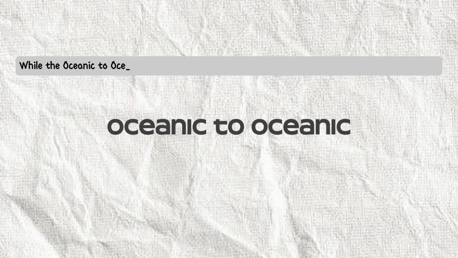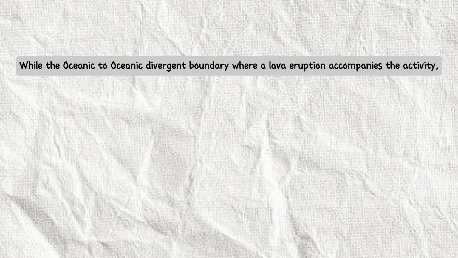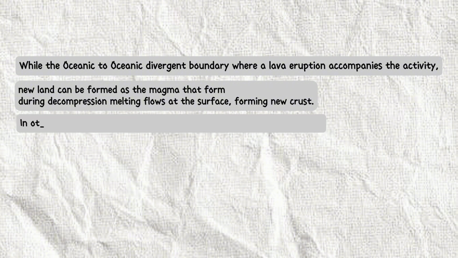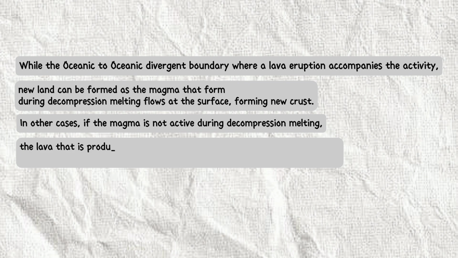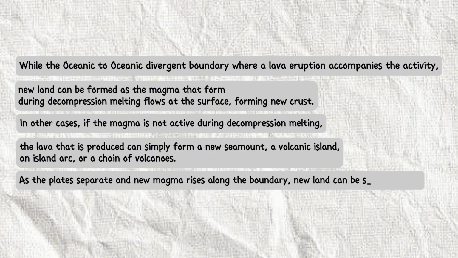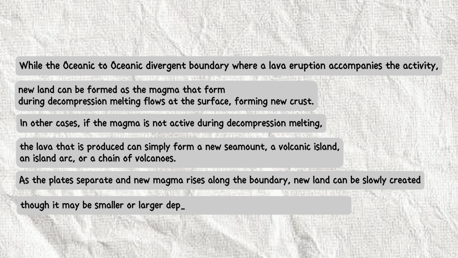While in the oceanic to oceanic divergent boundary, where a lava eruption accompanies the activity, new land can be formed as the magma that forms during decompression melting flows at the surface, forming new crust in other cases. If the magma is not active during decompression melting, the lava that is produced can simply form a new seamount, a volcanic island, an island arc, or a chain of volcanoes, as plates separate and new magma rises along the boundary. New land can be slowly created, though it may be smaller or larger, depending on how much magma is available.